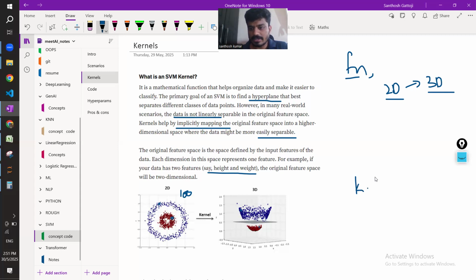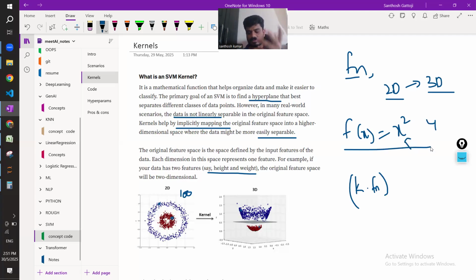So when you pass a function, let's say a kernel, let's say we have a kernel function. It's just a simple function. For example, f of x equal to x square. If you give 2, the answer is 4, right? This is a simple square function, a math function.